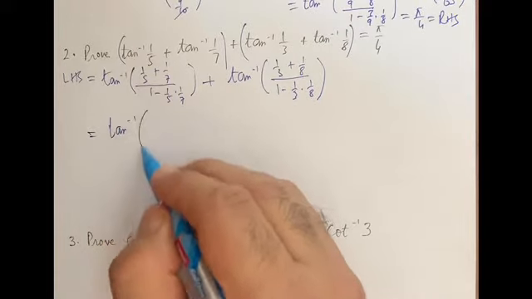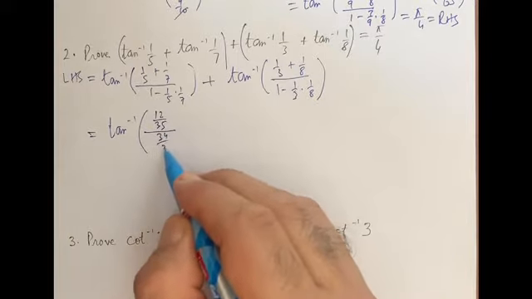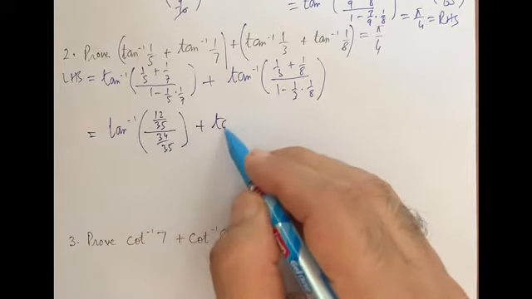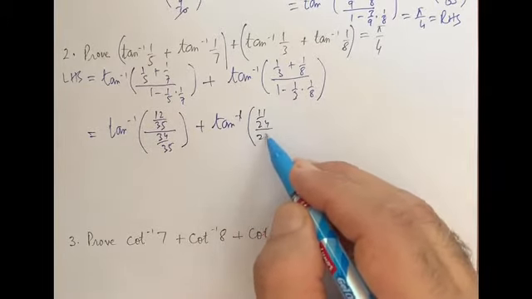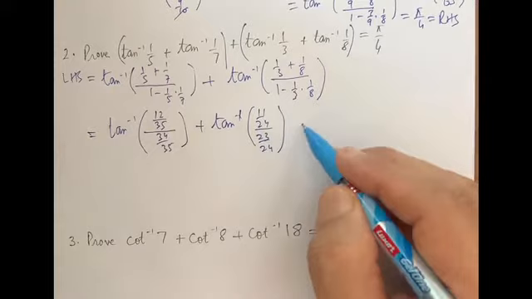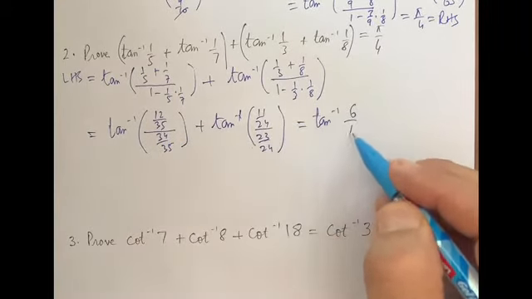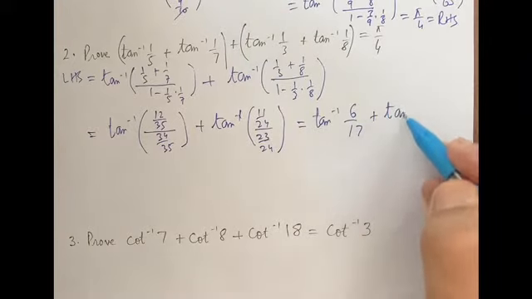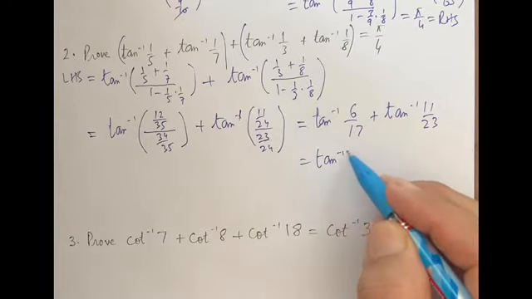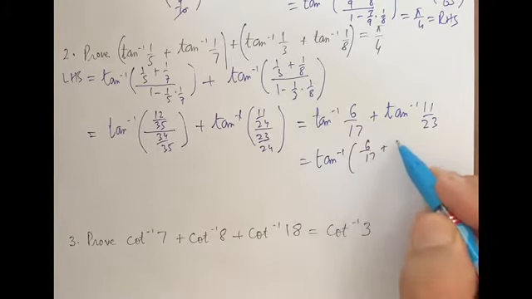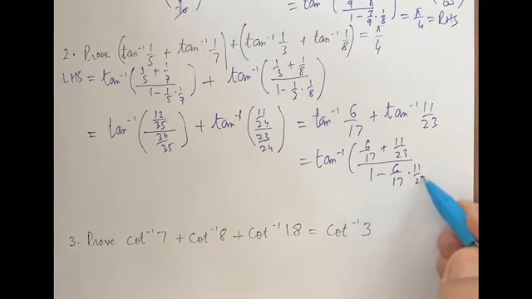Tan inverse of this is 12 by 35 upon 34 by 35. Tan inverse of this is 8 plus 3, 11 by 24, upon 23 by 24. Tan inverse of this is 12 by 34, which is 6 by 17. This will be plus tan inverse of 11 by 23. Applying the same formula, this is (6 by 17 plus 11 by 23) upon (1 minus 6 by 17 into 11 by 23).